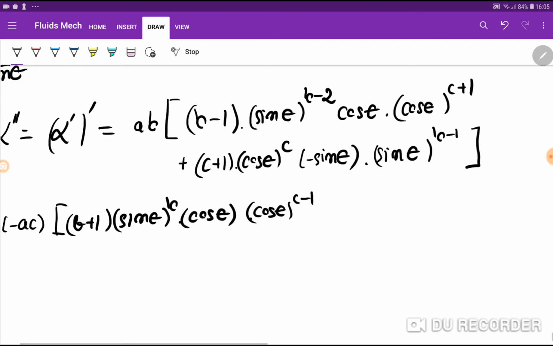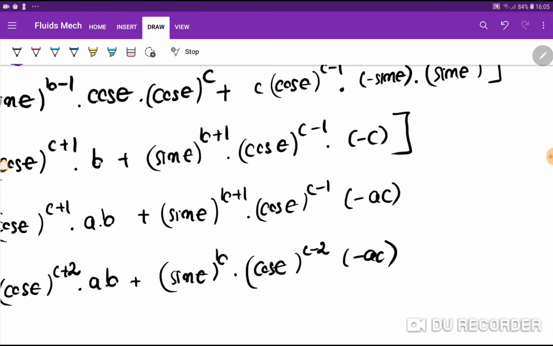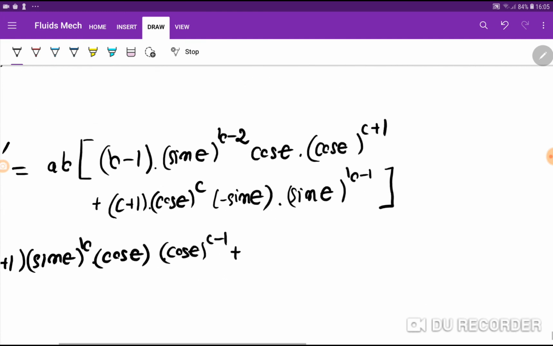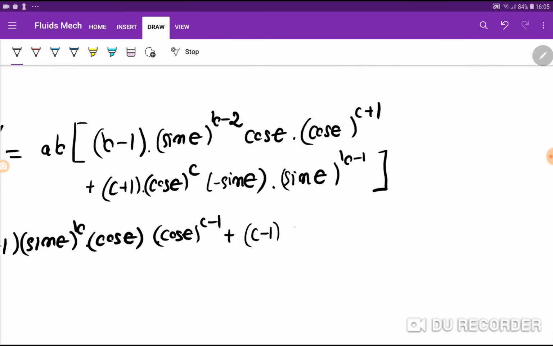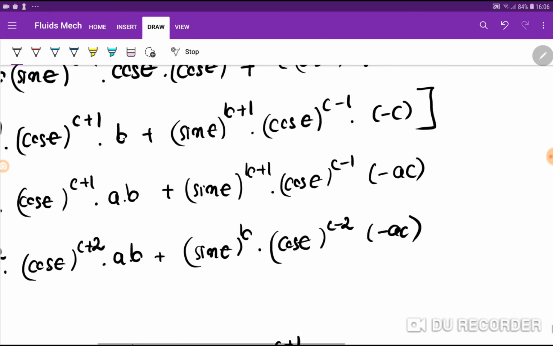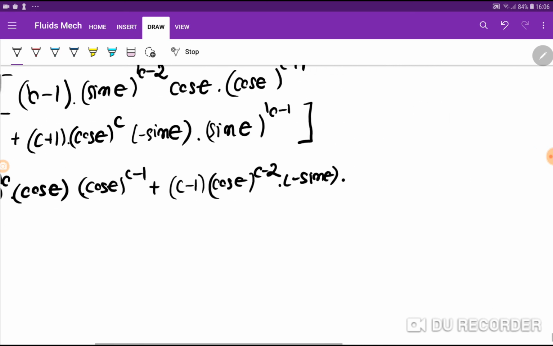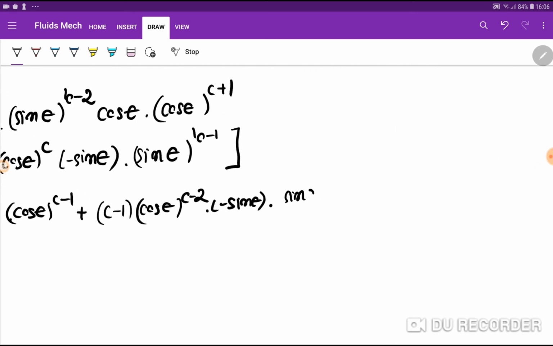Dr. Meredith is tough. And then you take on this term, cos theta to the power of c minus 1. So it would be c minus 1 times cos theta to the power of c minus 2 times negative sine theta. And then you times sine theta to the power of b plus 1. Guys, you have to be very careful with this, okay?